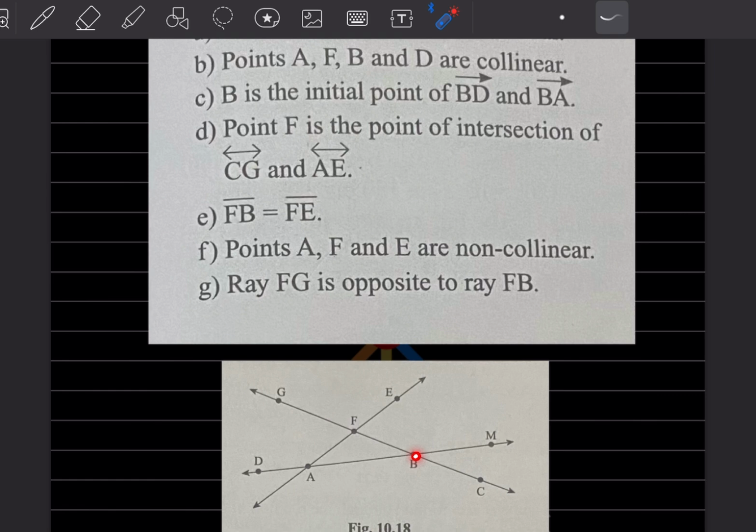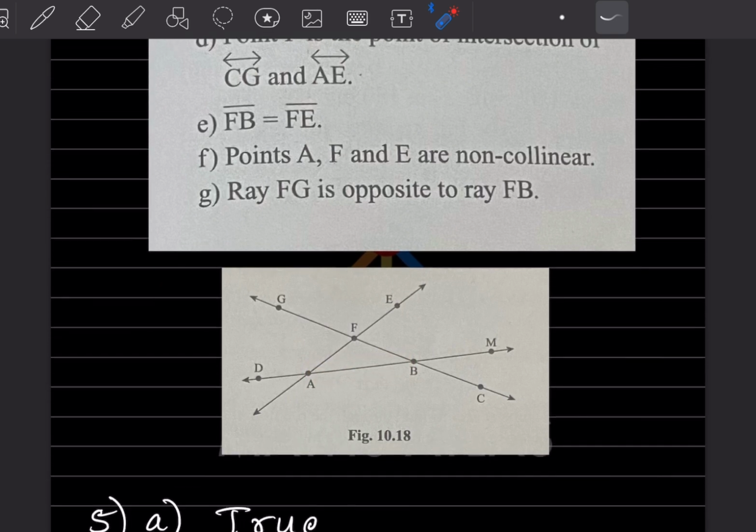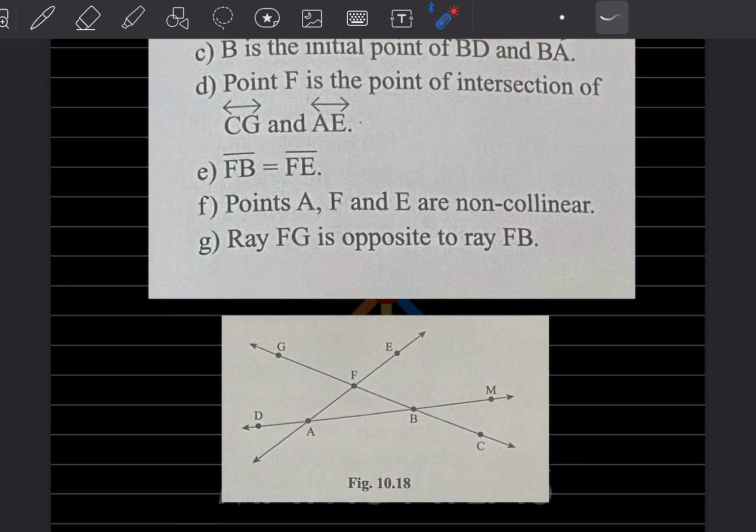B is the initial point of BD and BA. Initial point means the starting point. So yes, if we take BD, we start from B. Again, if we are taking BA, we start from B. So that is true.